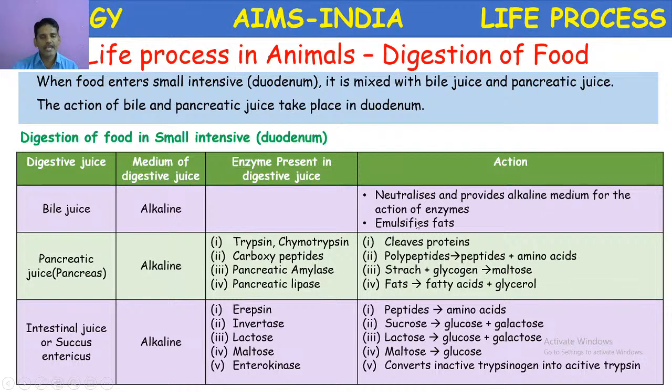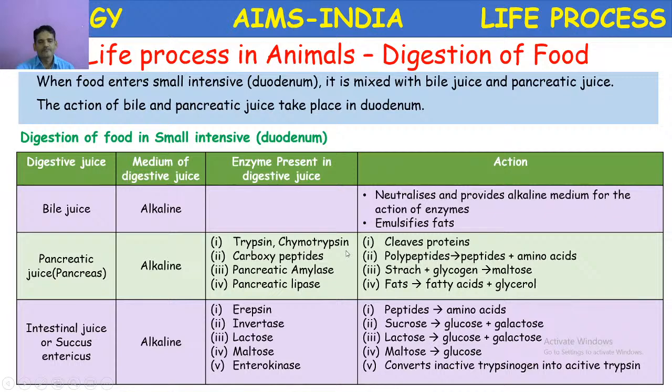Next, pancreatic juice. From the pancreas, it enters through different ducts like the bile duct, through which bile juice enters, the cystic duct, and the pancreatic duct. Through these ducts, these enzymes reach the small intestine, the duodenum. The pancreatic juice contains several enzymes: trypsin, chymotrypsin, carboxypeptidase, pancreatic amylase, and pancreatic lipase. These are the enzymes present in the pancreatic juice.